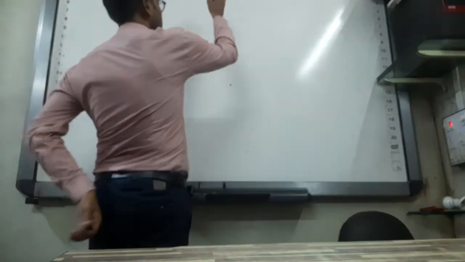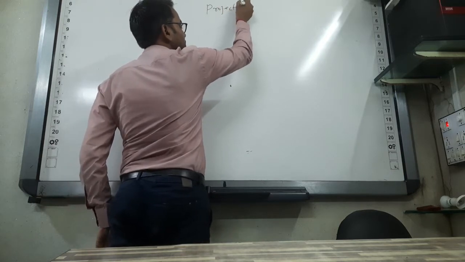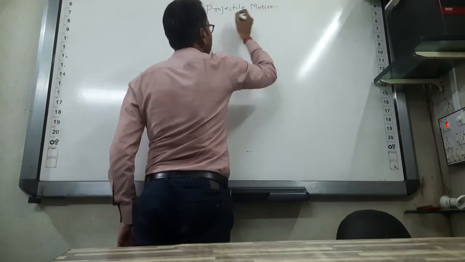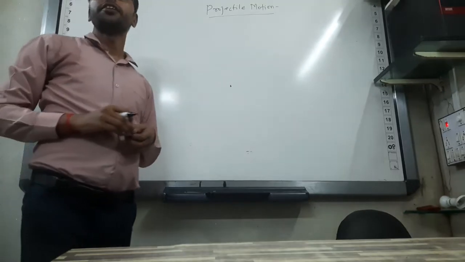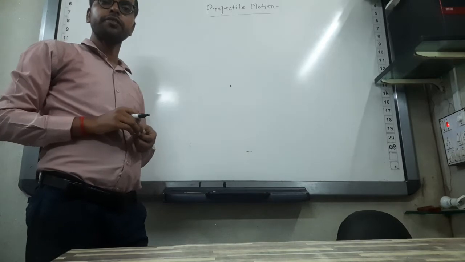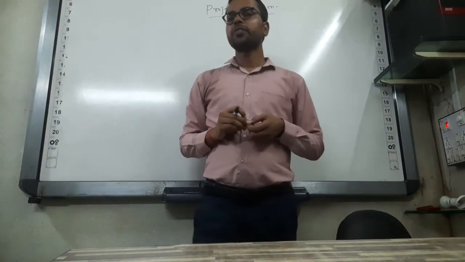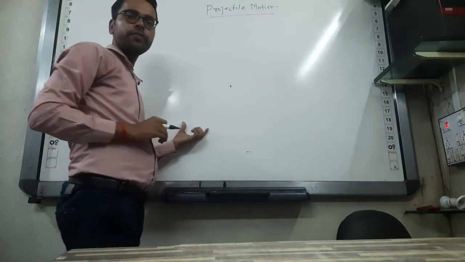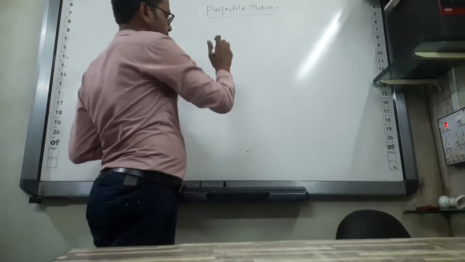Now we are going to discuss projectile motion. When a ball is kicked, it travels a horizontal distance, and along with the horizontal distance it also covers a vertical distance. The horizontal distance is known as the range of the ball, and the vertical distance is called the maximum height.